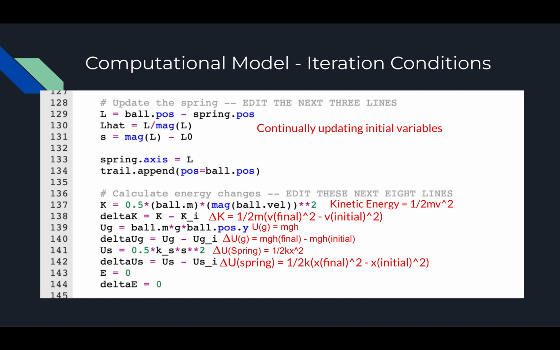You have to continuously update the variables along with the equations throughout the iteration in the iteration conditions, which is why I changed the kinetic energy, the change in kinetic energy, gravitational potential energy, and change in gravitational potential energy, spring potential energy, and the change in spring potential energy.